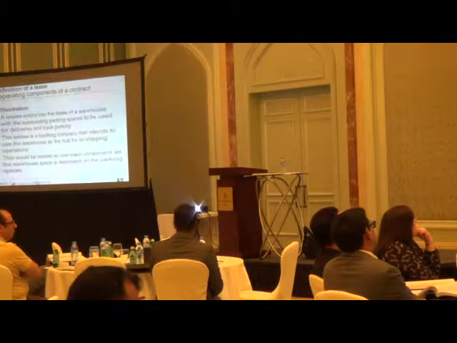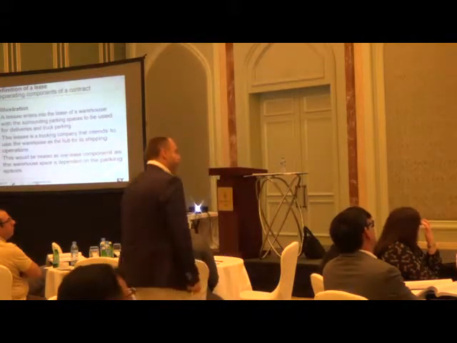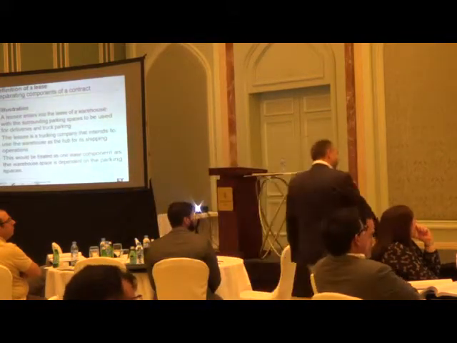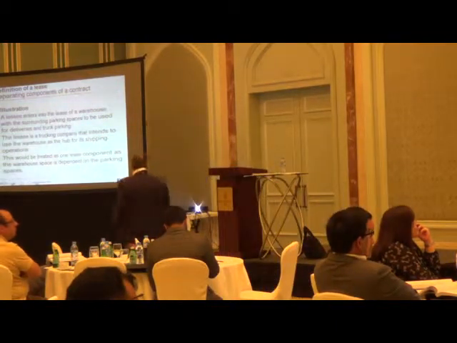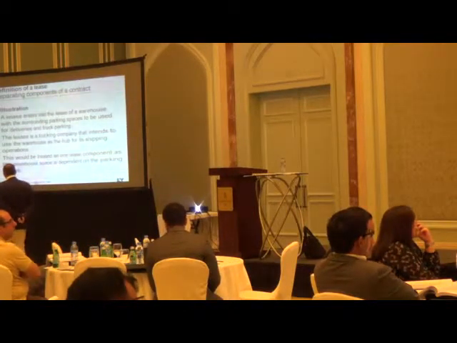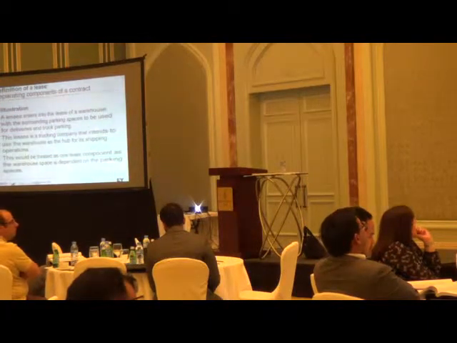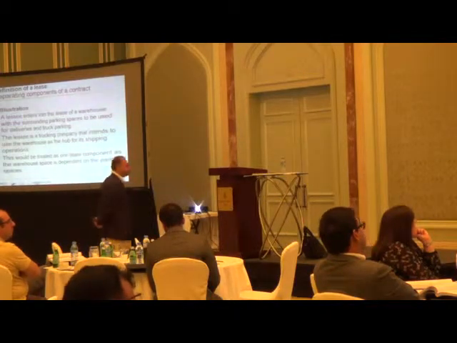Here is an example. I like this example a lot. This actually explains what you need to do with separation. Remember this one. That's a good one. Lessee enters into the lease of a warehouse with the surrounding parking spaces to be used for deliveries and transport. The lessee is a trucking company that intends to use the warehouse as the hub for its shipping operations. Now, don't read. Try to think. 1 or 2?